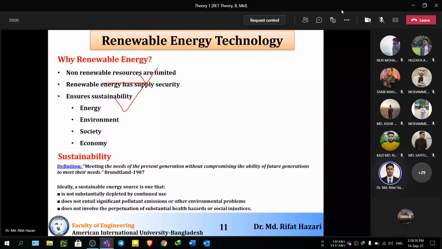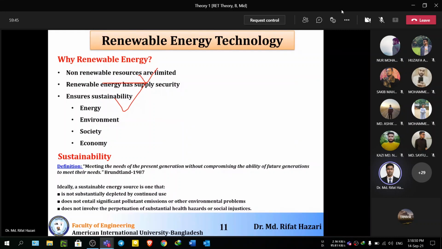The standard definition of sustainability is meeting the needs of the present generation without compromising the ability of future generations. What does it mean? Let's say you are using the wind or sunlight today. The next day, you will get sunlight or wind in the same amount. That means you are utilizing today as much as you can, and you are not compromising the future generation. This is the definition of sustainable energy. So my question is, can you say renewable energy is sustainable energy? Yes, it's sustainable energy.